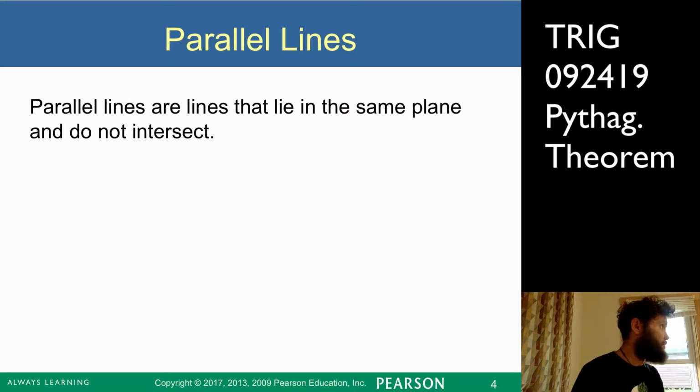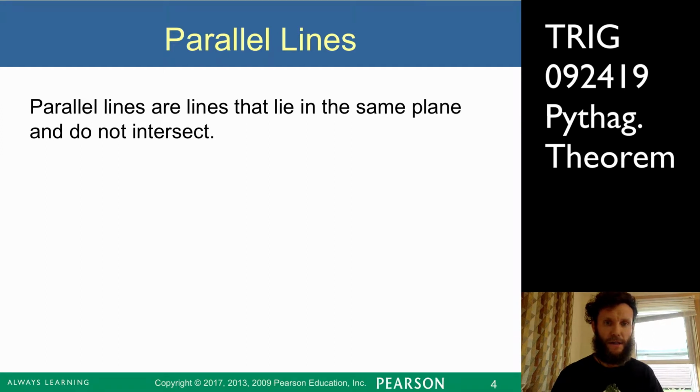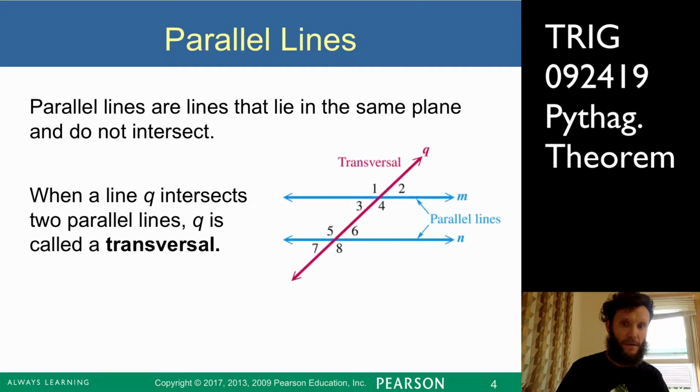Parallel lines are lines that lie in the same plane and do not intersect, and they only exist in the world of Euclidean geometry. There probably is no such thing as a parallel line. I don't know. It's hard to imagine. I won't find it in the real world. Space is curved. All right.